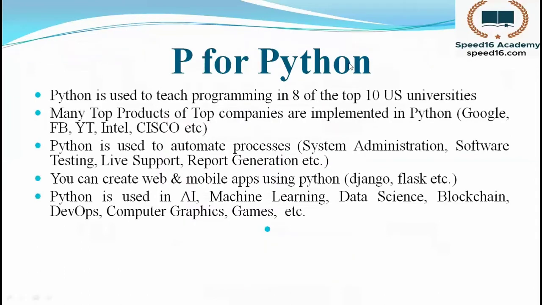Python is being used to teach in 8 of the top 10 US universities. Many top products of the top companies are implemented in Python: Google, Facebook, YouTube, Intel, Cisco, etc. Python is used to automate processes, system administration, software testing, live support, report generation, etc. You can create web and mobile applications using Python, using frameworks called Django, Flask, etc. Python is used in AI, machine learning, data science, blockchain, DevOps, computer graphics, gaming, etc. In almost all the domains nowadays, Python is being used.